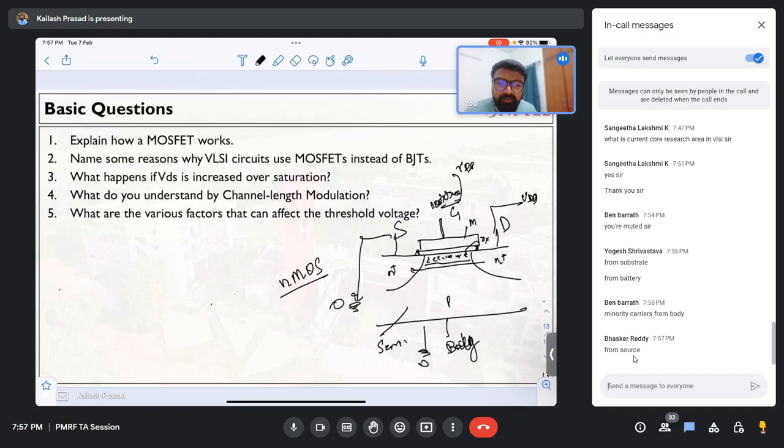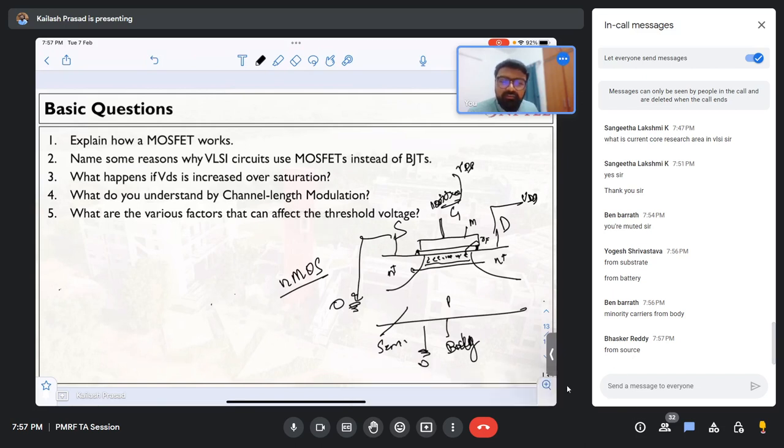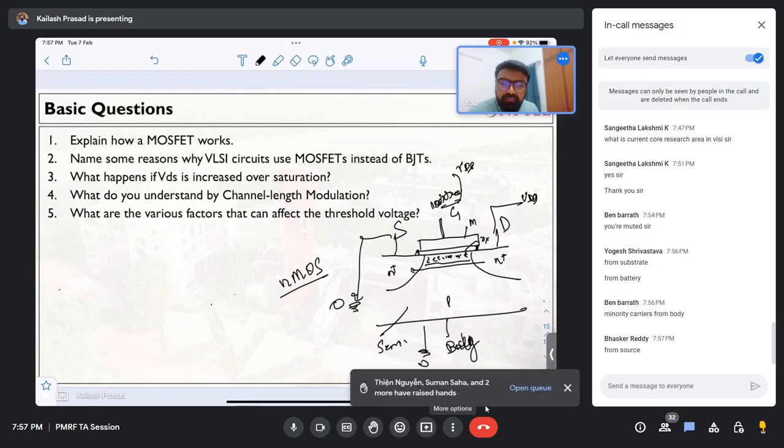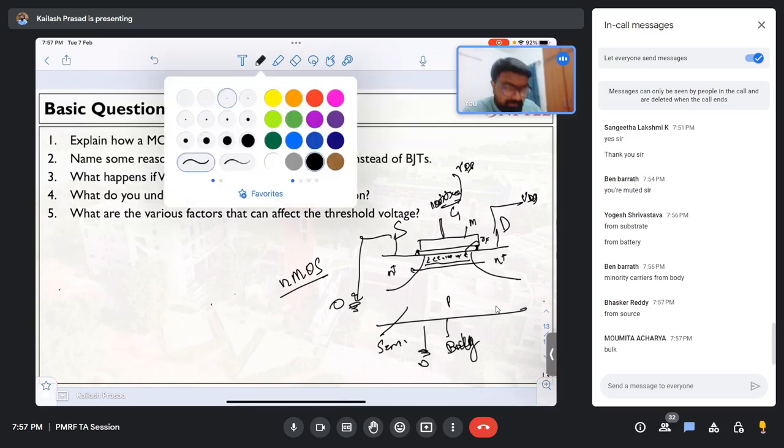Ben is saying minority carrier from body. Bhaskar is saying from source. How many of you are saying source? Sumant is saying, Hardik Makwana is saying. Only two. And how many of you are saying from bulk? Thien is saying, Suman Saha, and oh my god, so many people. So the majority is bulk, right? But it is not like majority always wins.